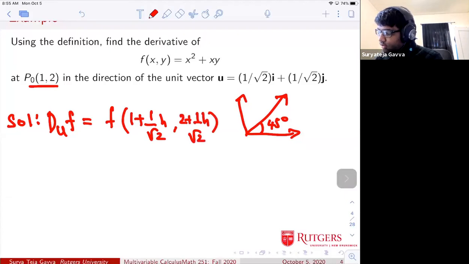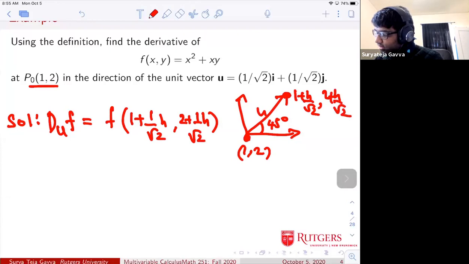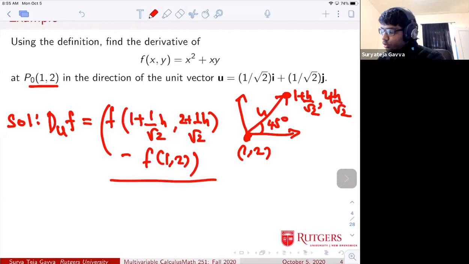So if you move from, this is (1, 2), and if this distance is h, this will be 1 plus h over square root 2 and 2 plus h over square root 2. So this point is this and this point is (1, 2). So the numerator will be this minus f at (1, 2). So you're moving from (1, 2) to (1 plus h over square root 2, 2 plus h over square root 2), if you move along that axis. Divide by h, and you take the limit as h goes to 0.